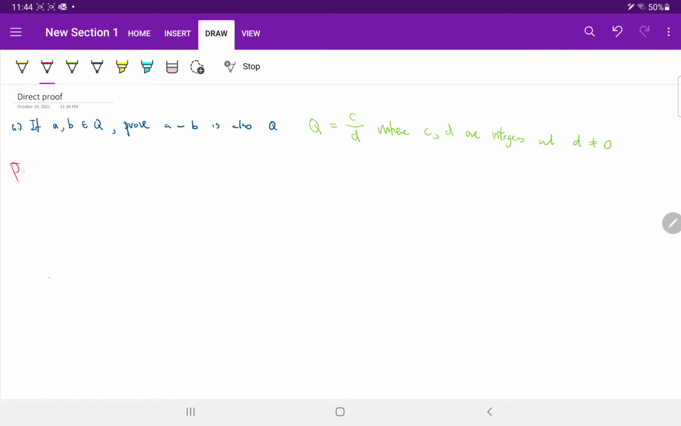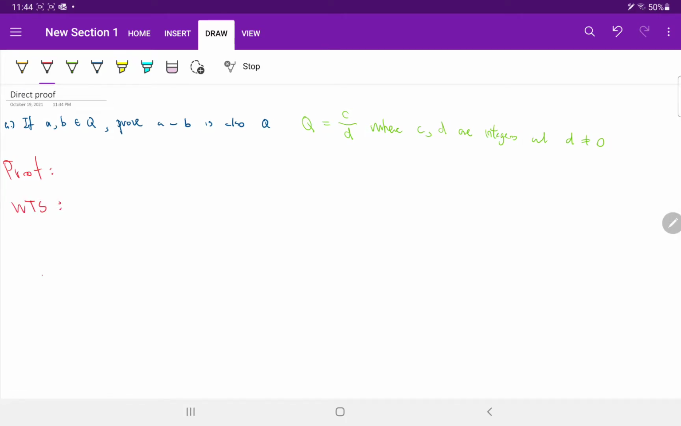So let me write proof. At the start of the proof, you always want to write WTS, which stands for want to show. So what do you want to show in your proof? Well, in our case, we want to show that a and b are both elements of the rational numbers, and a minus b is also a rational number. That's what we want to show.